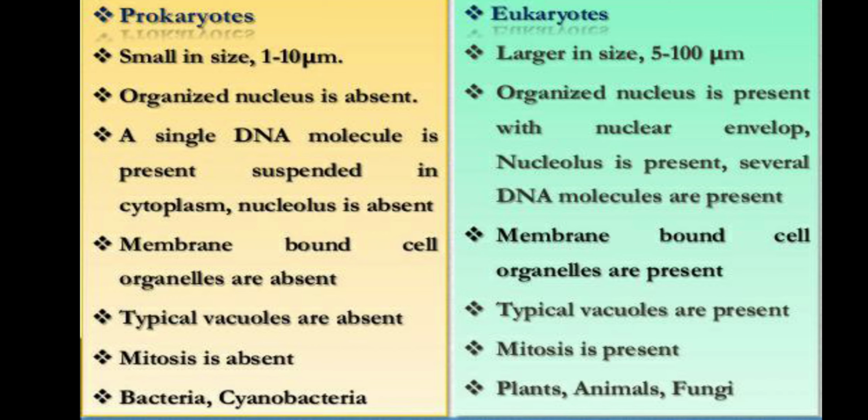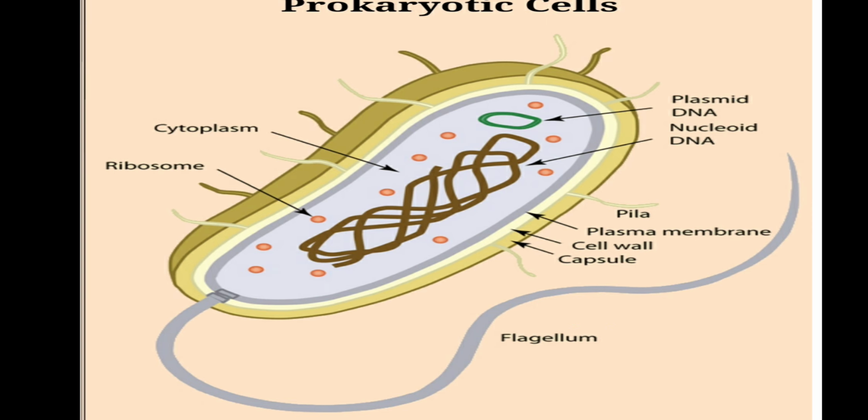Vacuoles are absent in prokaryotes, and a vacuole is again a cell organelle. It is present in eukaryotes. In prokaryotes, they basically divide by the process of fission. Mitosis, a method of cell division, is absent in prokaryotes, while eukaryotes divide by the process of mitosis. Mitosis is a type of cell division. Examples of prokaryotes are bacteria and cyanobacteria, and examples of eukaryotes are plants, animals, and fungi.